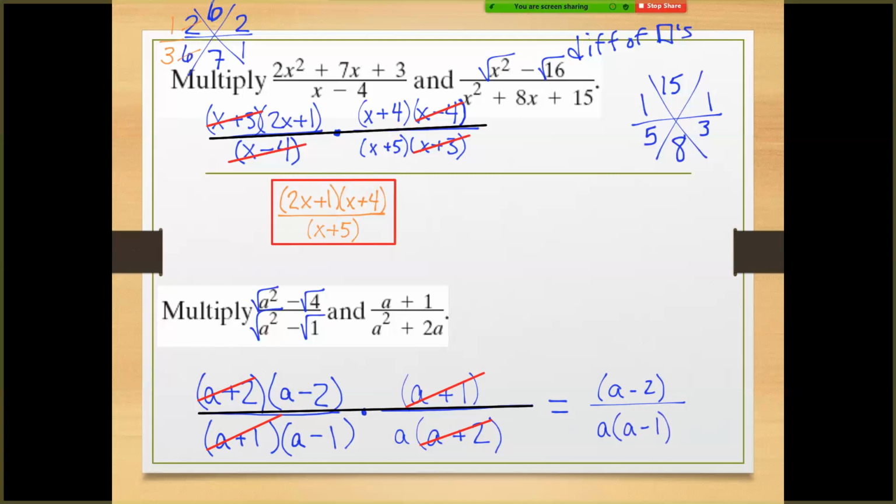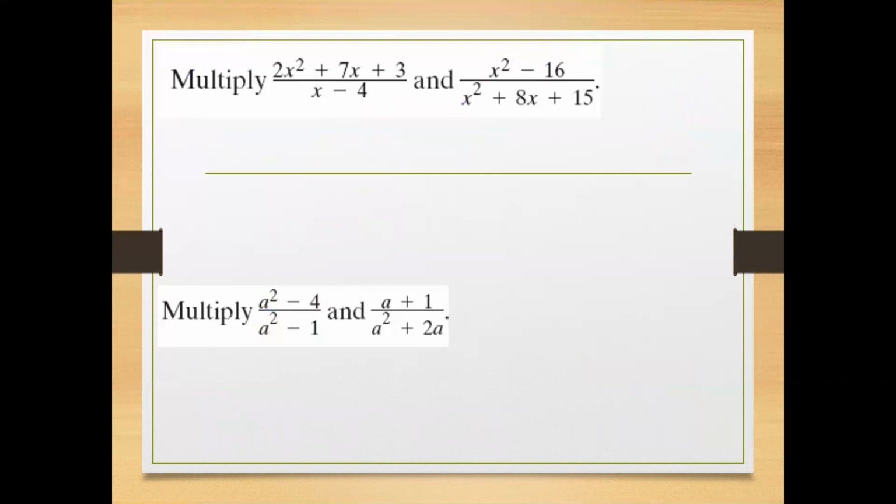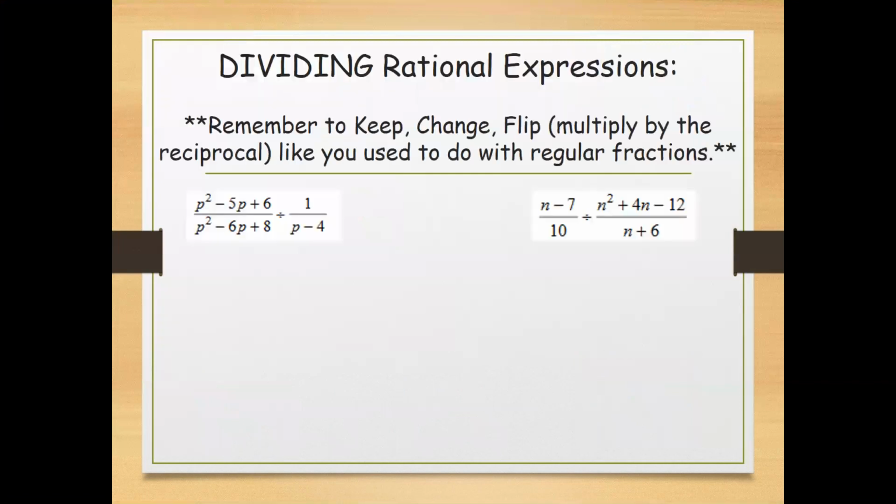Hopefully you wrote your answer as a minus 2 in the numerator, and then a times a minus 1 in the denominator. Final answer. Again, you can't cancel the a minus 2 with the a minus 1 because they're not exactly the same. So that's exactly what we're going to do anytime we have a multiplication problem. We're just going to factor, factor, factor, and then cancel.